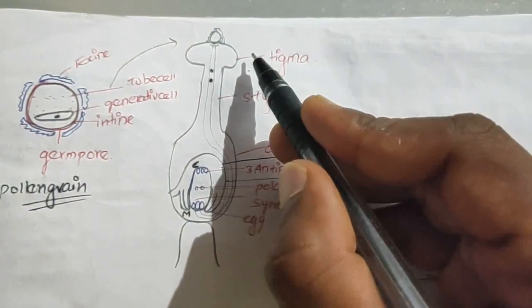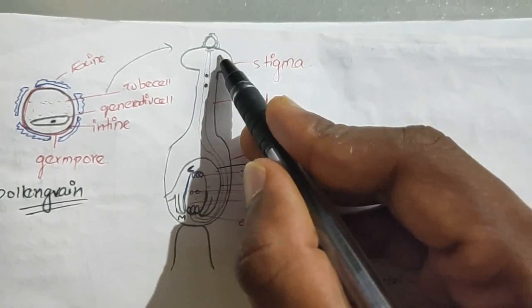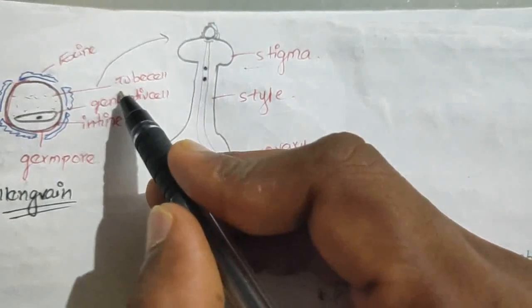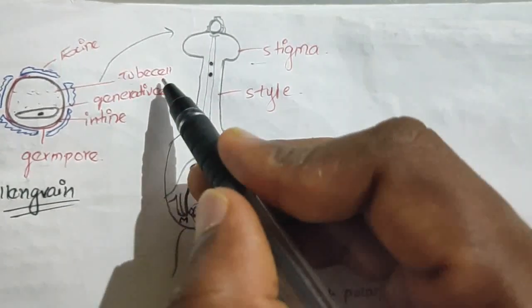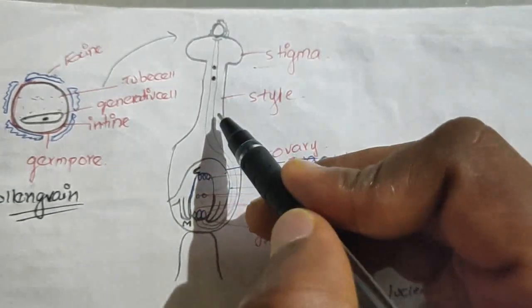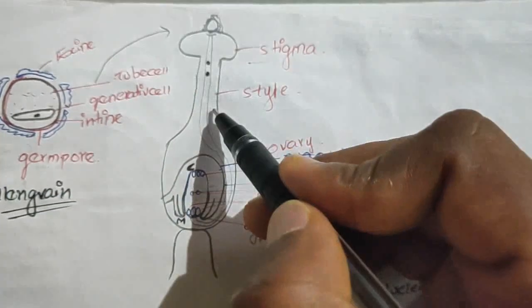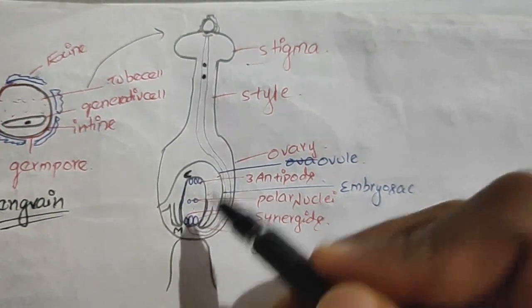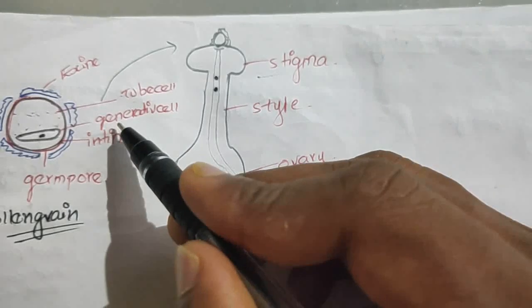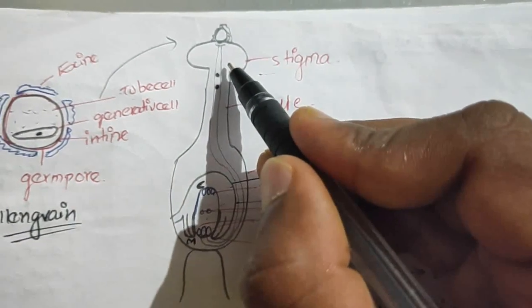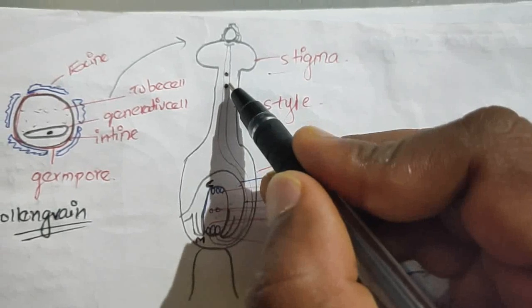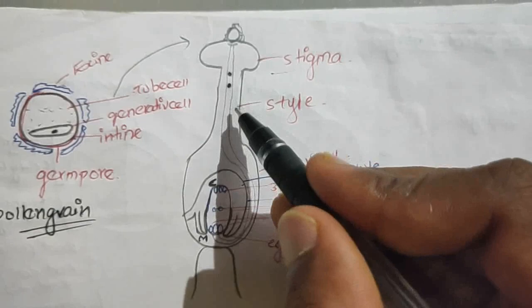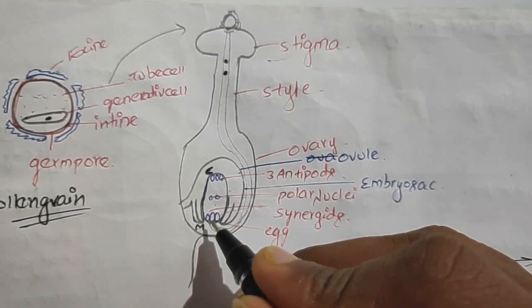When these pollen grains fall on the stigma, from the germ pore the germ tube will develop. This large cell, or the tube cell, gives rise to the germ tube. This germ tube leads into the stigma, and through the style it reaches the ovary. And the generative cell, which is in the pollen grain, undergoes one mitotic division and forms two gametes, and these two are the male gametes. These male gametes, along with the tube cell, come and reach the egg.